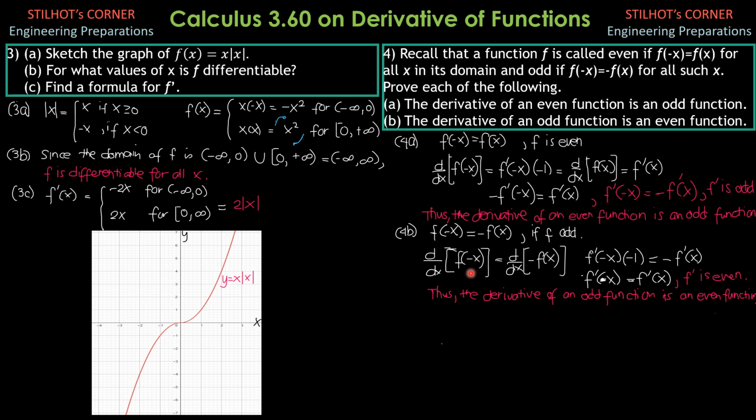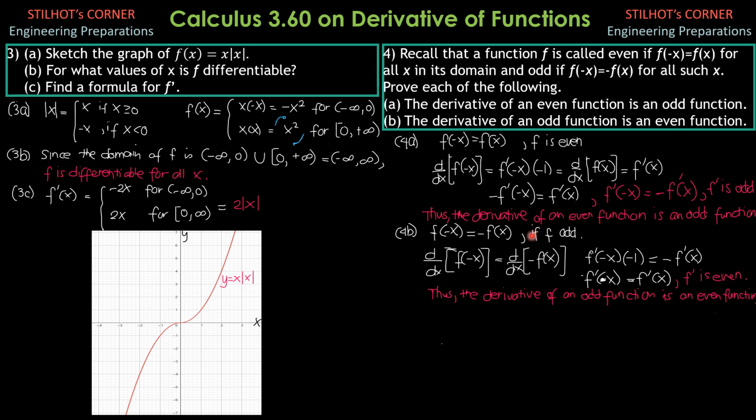Therefore, the derivative of f of negative x is equal to the derivative of negative of f of x. So this derivative is f prime of negative x times negative 1, and the right side is negative of f prime of x. So simplifying, we cancel negative and negative here. So we have f prime of negative x equals f prime of positive x. So this means that f prime is even. Thus, the derivative of an odd function is an even function.